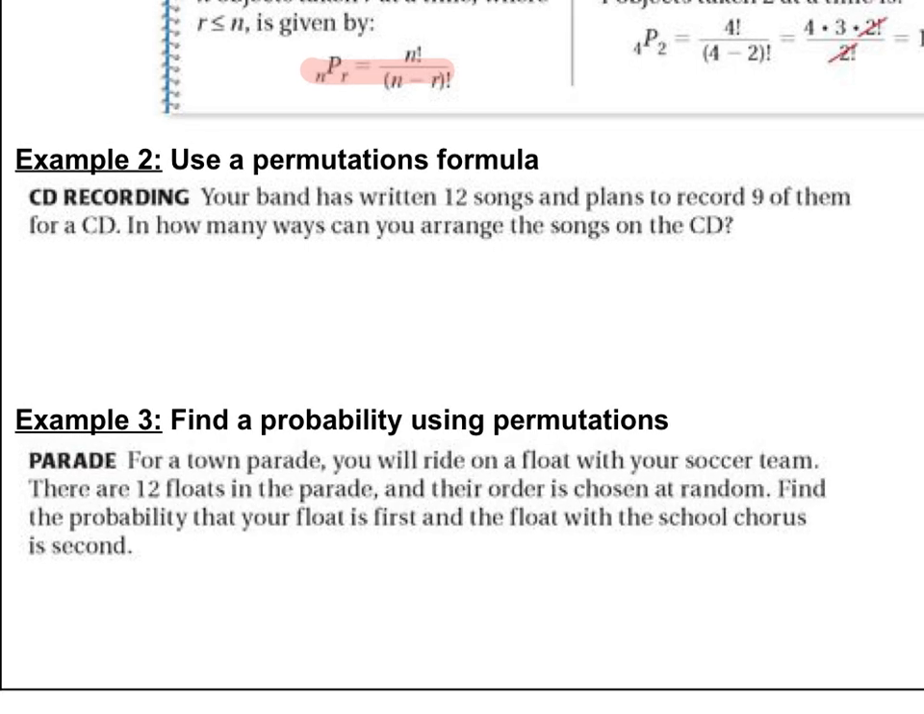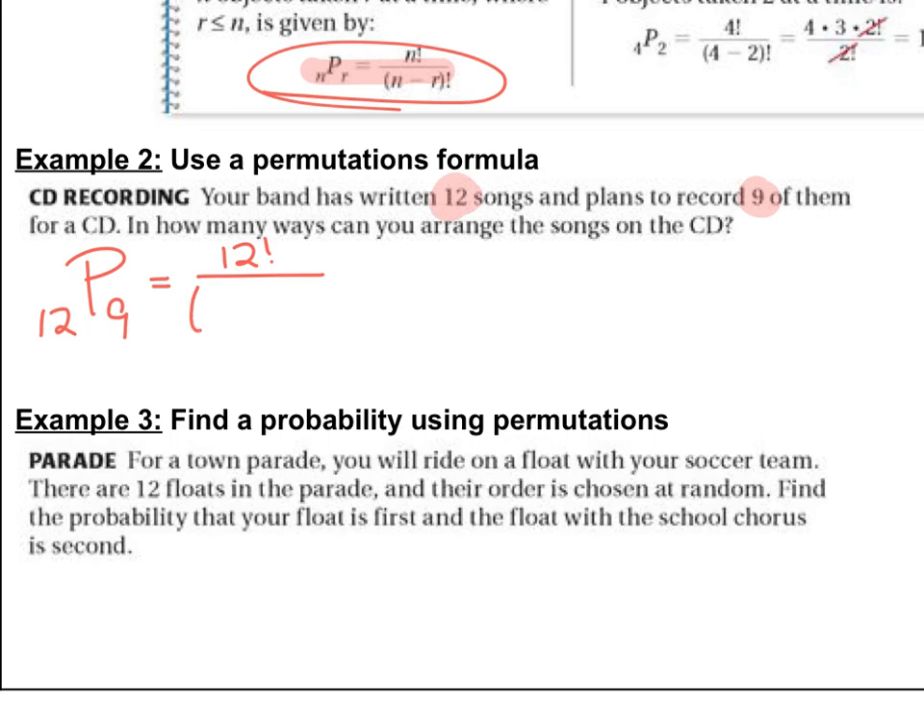Your band has written 12 songs, and you plan to record 9 of them for a CD. How many ways can you arrange the songs on the CD? So this is a permutation. We have 12 total items, and we are taking them 9 at a time. So our formula up here is n factorial over n minus r factorial, where n is the total number: 12 factorial over 12 minus 9 factorial. We're going to simplify that. That's going to give us 12 factorial over 3 factorial.